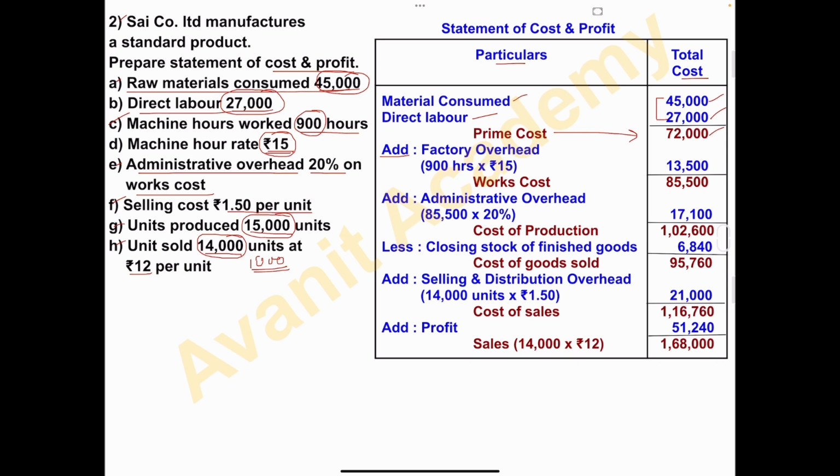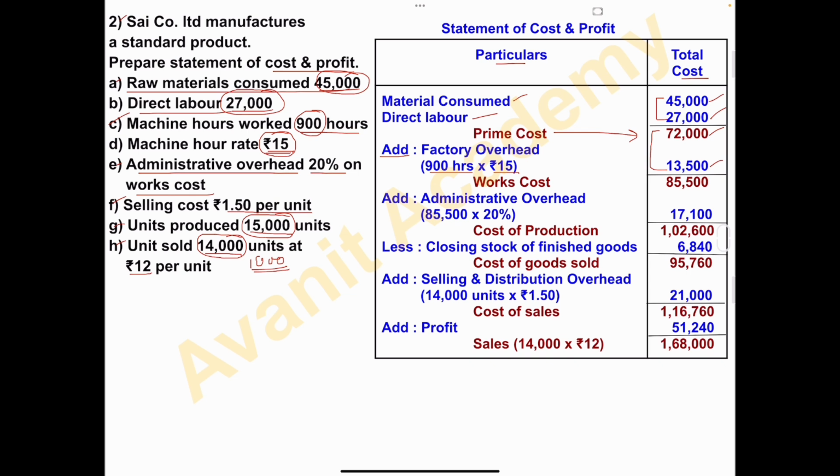So right here add factory overhead. This machine is worked for how many hours? 900 hours. And rate per hour, 1 hour in a rate ಎಷ್ಟಾಗತ್ತೆ rupees 15. So we have to calculate the total hour rate, that is 900 hour rate. Do this calculation. Show in bracket 900 hours into rupees 15. And the total is 13,500. So the factory overhead amount is 13,500.